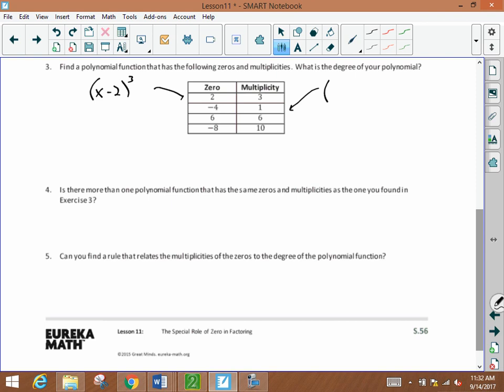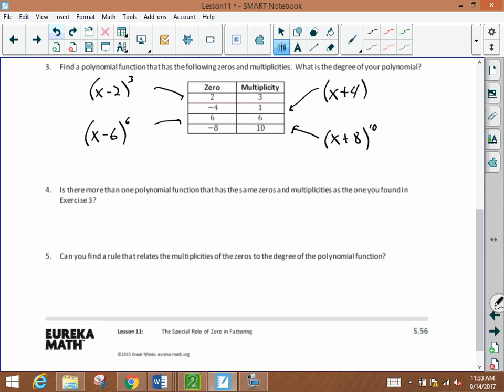Over here, if my 0 is negative 4, then I would have to put x plus 4, right? Because if I plug negative 4 in there, I get 0. My multiplicity is 1. I don't have to put a 1 there. I could. It wouldn't be wrong for me to put a 1 there. But it's assumed that that's actually already there. Let's look at this one. My 0 is positive 6, so I'll want x minus 6 here. Multiplicity is 6. And then for this guy, x plus 8, my multiplicity is 10.